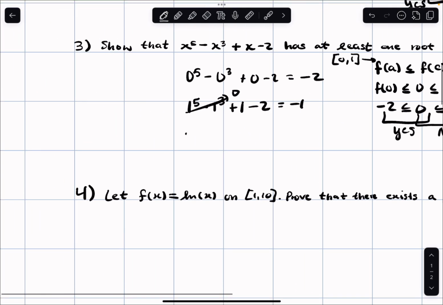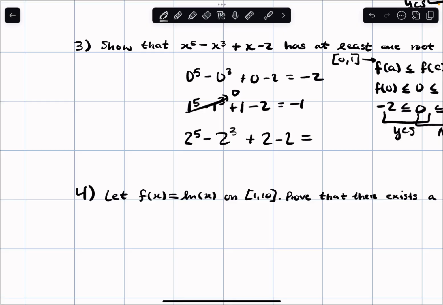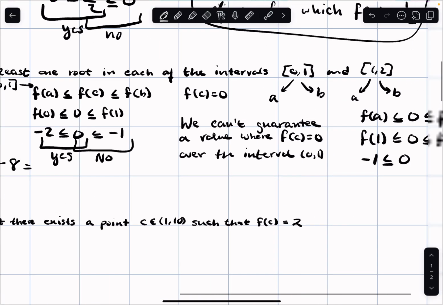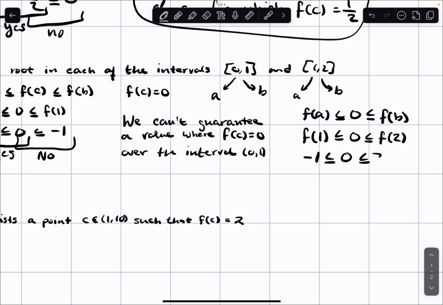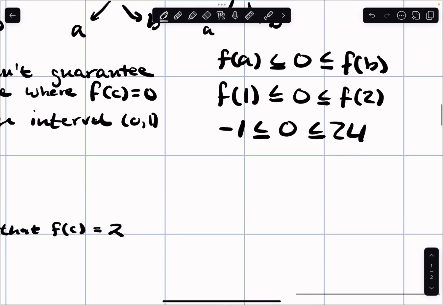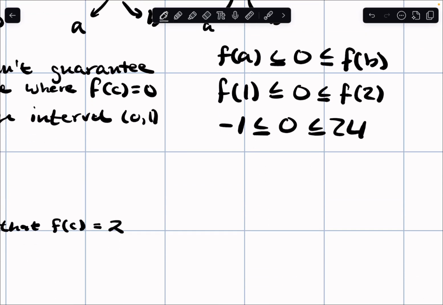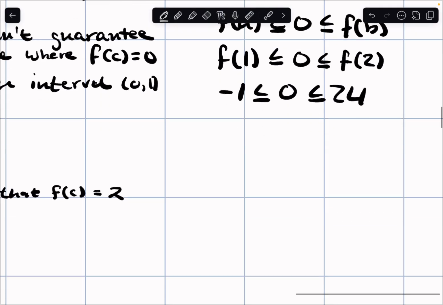So we'll do 2 to the 5th minus 2 cubed plus 2 minus 2. So 2 to the 5th is 32 minus 2 cubed, which is 8. And then 2 minus 2 is 0. And that's going to equal 24. Okay, so let's see. 0 is less than or equal to 24, and negative 1 is less than or equal to 0, and then 0 is less than or equal to 24. Okay?